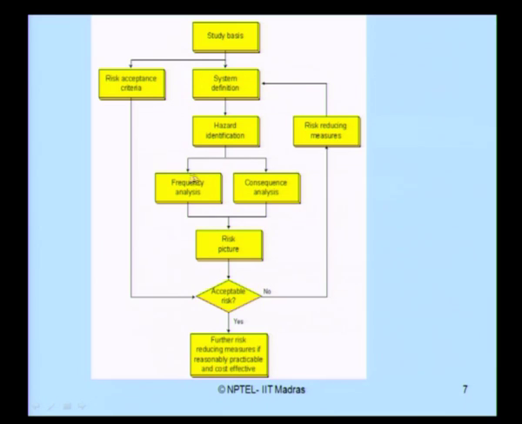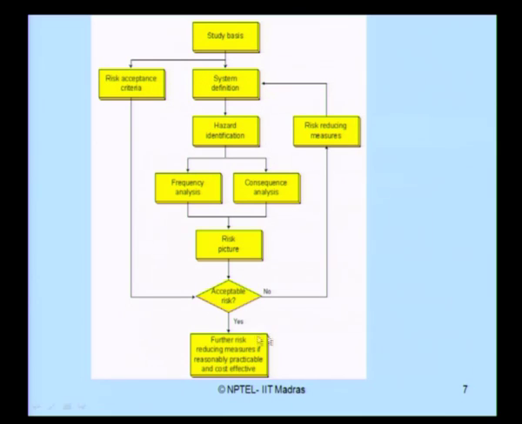Based on these two quantitative values, calculate what we call the risk picture. Once the risk picture is known to you for a specific case based on the system definition, see whether that risk is acceptable to you. If I say you, I mean the management, because acceptable level of risk is a subjective value. The one which is acceptable to you as an individual may not be acceptable to you as a management.